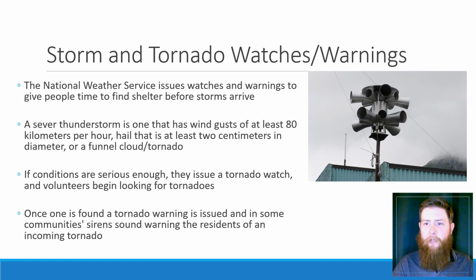With these, we issue storm and tornado watches. So we issue watches and warnings to give people time. A severe thunderstorm is one that gets wind gusts of at least 80 kilometers per hour, hail that is at least 2 centimeters in diameter, or it has a funnel cloud or tornado. If we get conditions that are serious enough, they issue a tornado watch. What a tornado watch means is that there's a potential for a tornado to be in your area.